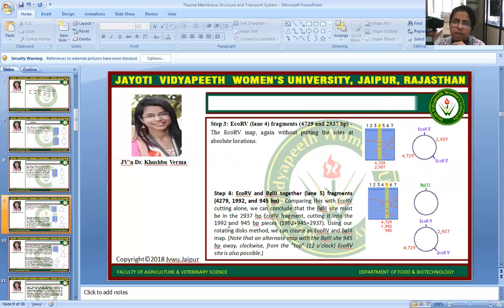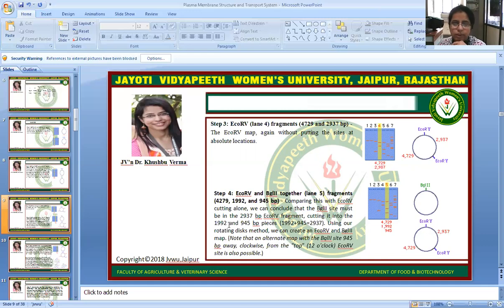In the third step, we will analyze the EcoRV lane 4 fragments, in which we got 4,729 and 2,937 base pair bands. This is the EcoRV map, again without putting the sites at absolute locations. In step 4, EcoRV and BglII were together in lane 5, where we got three bands of different base pair sizes.